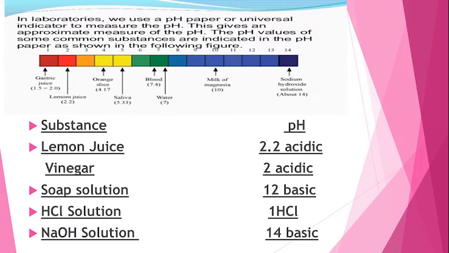In laboratories, we use a pH paper or a universal indicator to measure the pH. This gives an approximate measure of the pH value. Some common substances are indicated in the pH paper as shown in the following figure. You can see that lemon juice has 2.2 pH, which shows red color in the scale or chart. It means we can easily identify whether the acid is a strong acid or a weak acid.